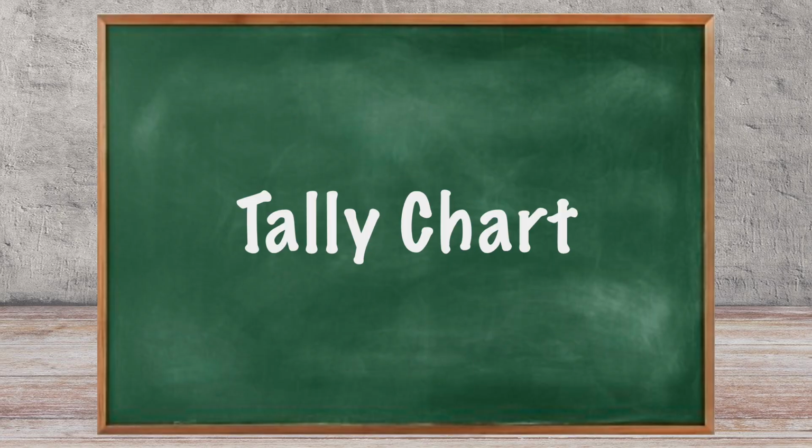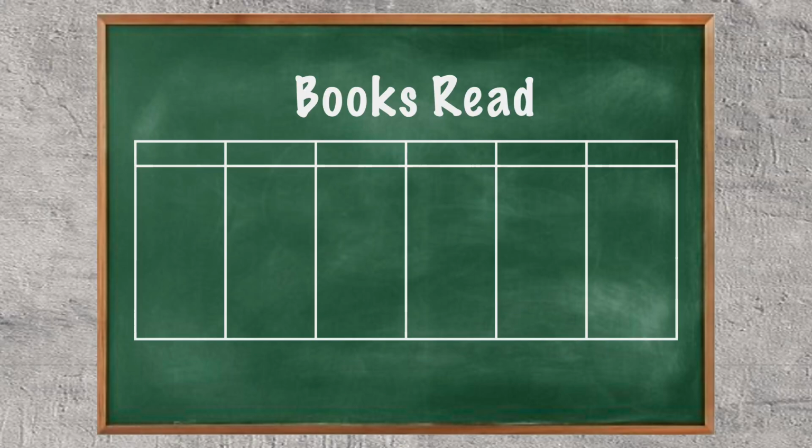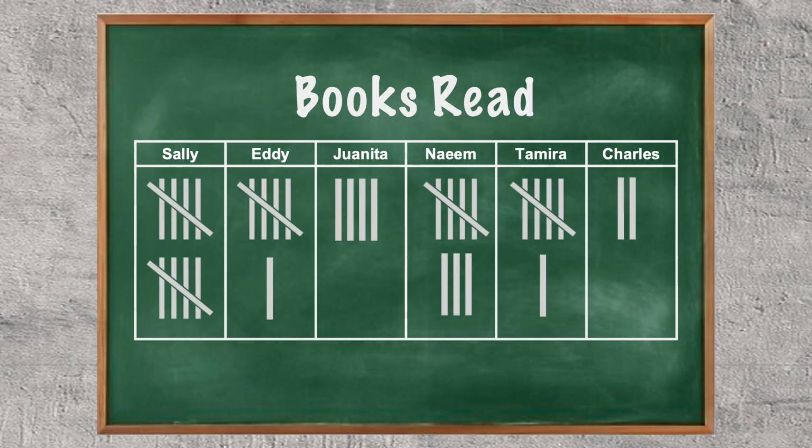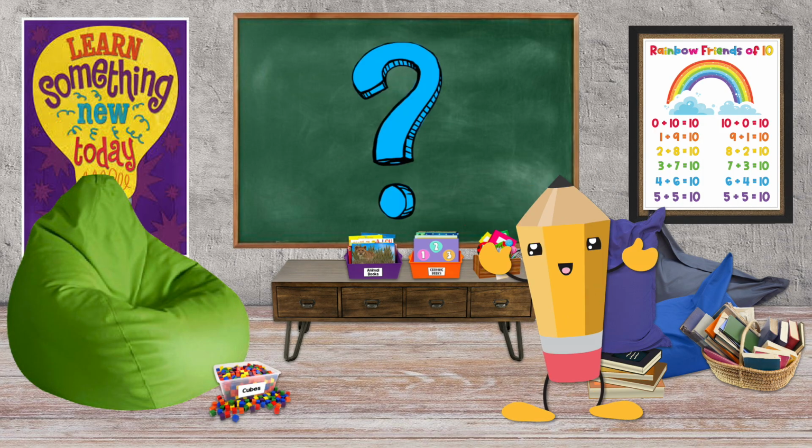We'll set up a tally chart to show our results. Name the tally chart Books Read. Create columns, 1 for each student, and add tally marks for the number of books read. Great, says Percival. What's next?